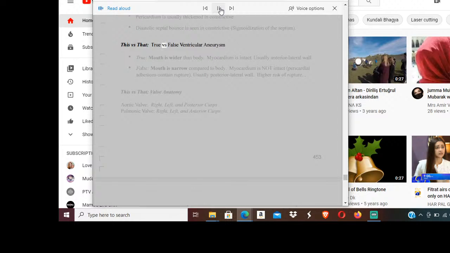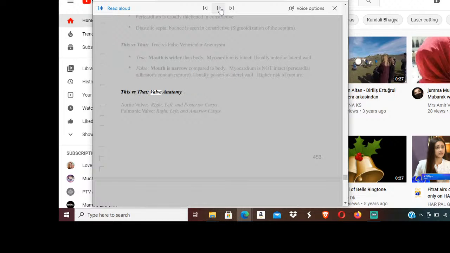This vs that, true vs false ventricular aneurysm. True: mouth is wider than body. Myocardium is intact. Usually anterior lateral wall. False: mouth is narrow compared to body. Myocardium is not intact. Pericardial adhesions contain the rupture. Usually posterior lateral wall. Higher risk of rupture.